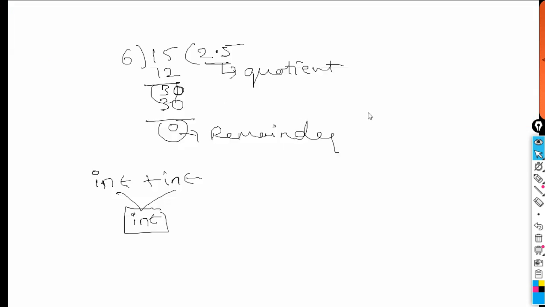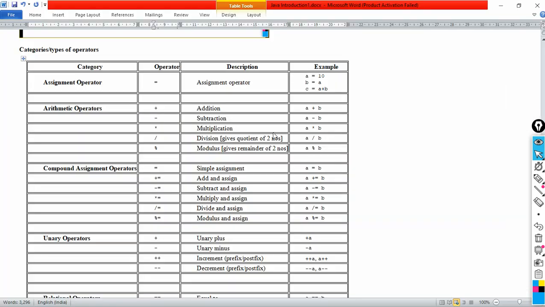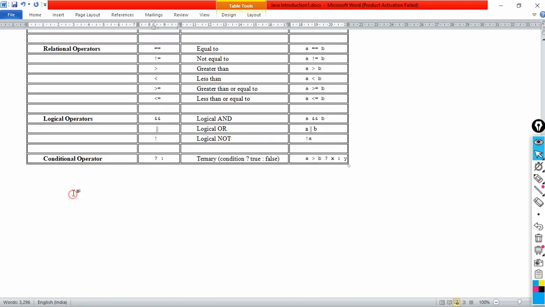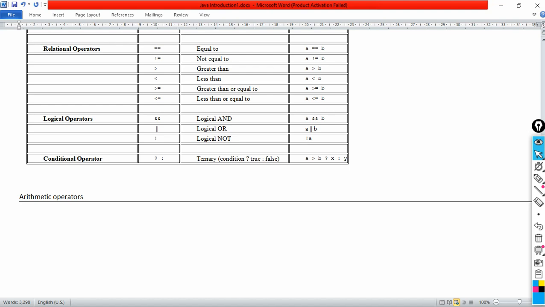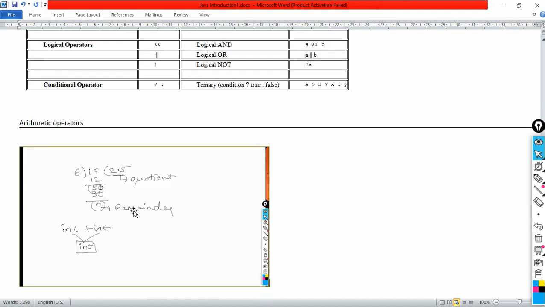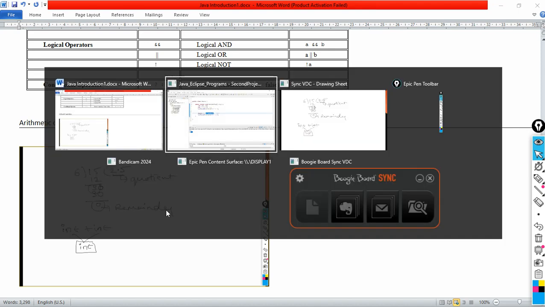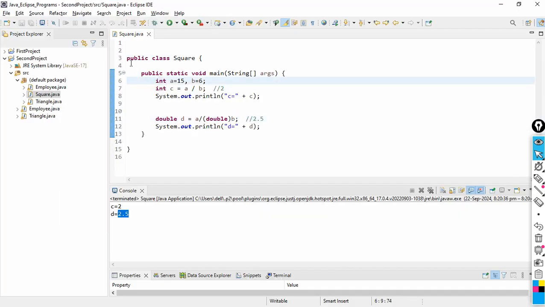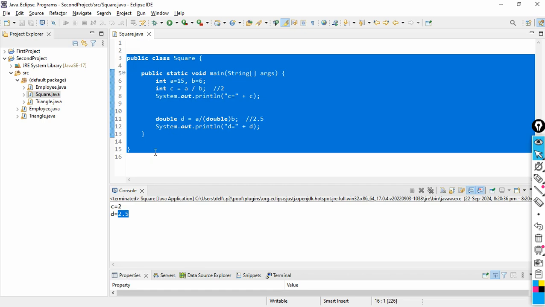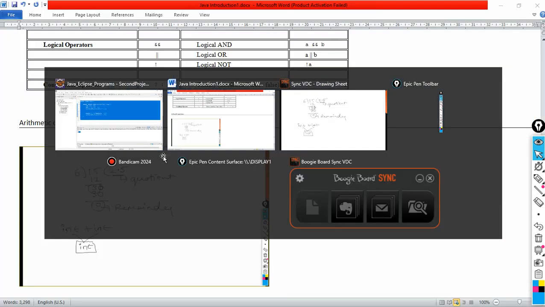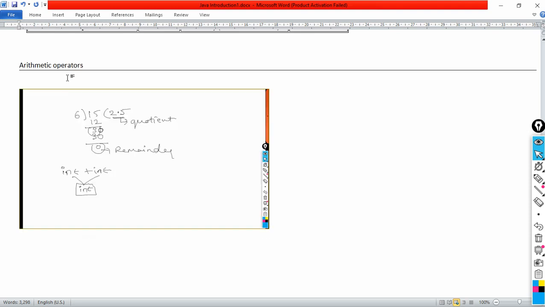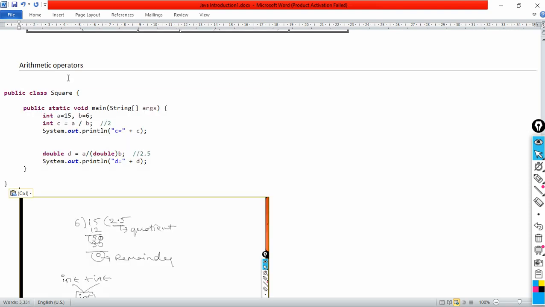This is the simple calculation. Let me copy paste. We are now understanding the arithmetic operators. Let me write the notes here: arithmetic operators. Now I am explaining arithmetic operators, including what is quotient and what is remainder. Let me give the program here. I copy the program with Control C and paste the program here itself.